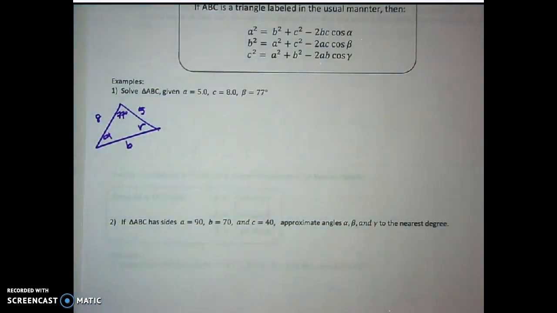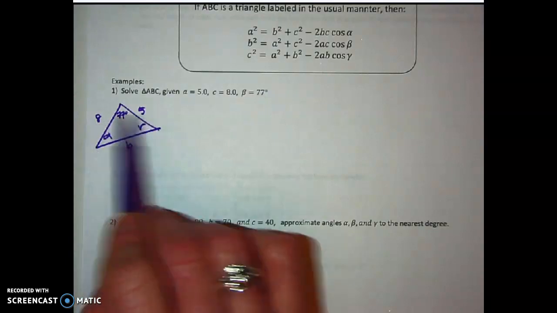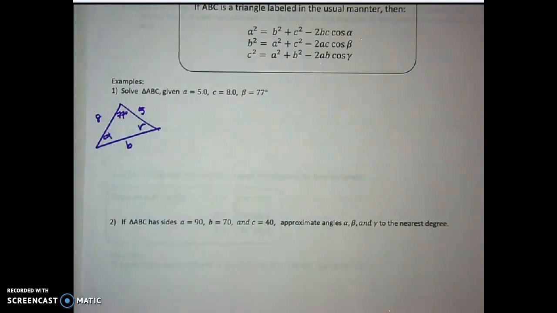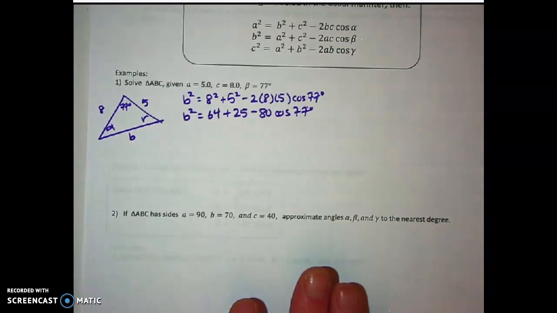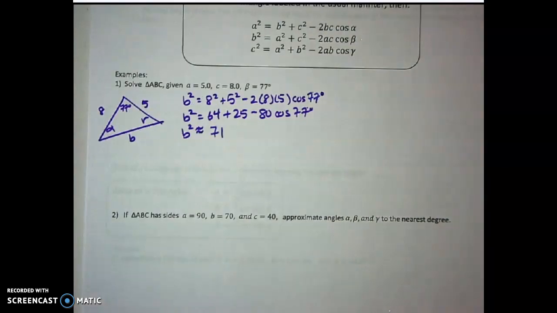We have two sides and an angle between them, so I would like you to pop these into the law of cosines. So there we have them plugged into the formula, and now I can just square and multiply together to simplify a little bit. So now I get that b squared is approximately 71, which means b is approximately 8.4.